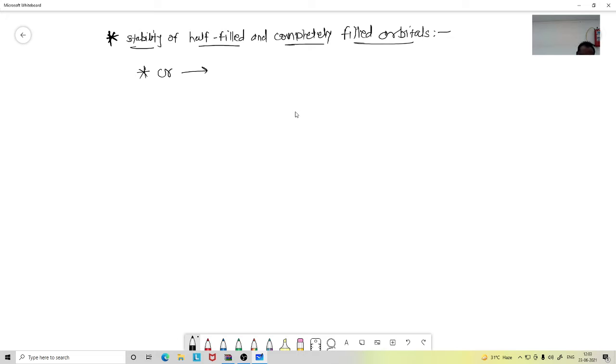Chromium has two possible electronic configurations. Number one is 4s1 3d5, and another possible electronic configuration for chromium is 4s2 3d4. This is case number 1 and this is case number 2. Which one is more stable, that we will explain now. Let's try to explain case number 1.